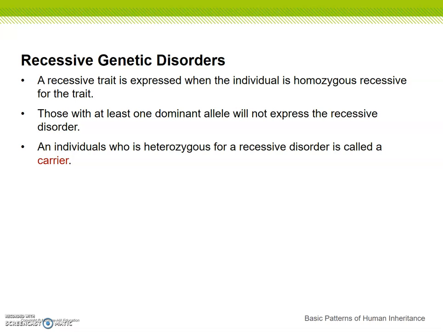An individual who is heterozygous for a recessive disorder is called a carrier. So if they are heterozygous, meaning big letter, little letter in their genotype, they have that gene, but they're only a carrier of it. They do not express it.